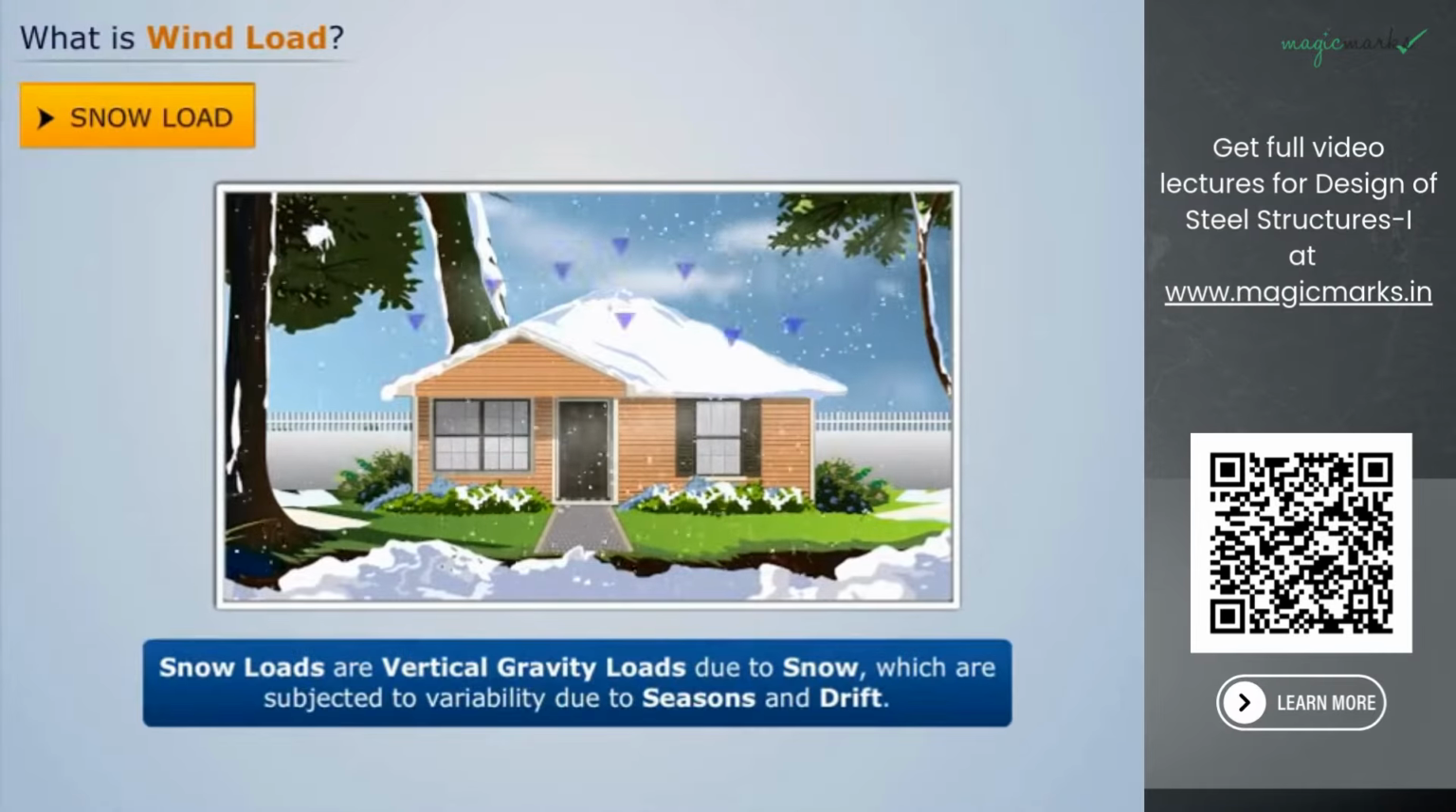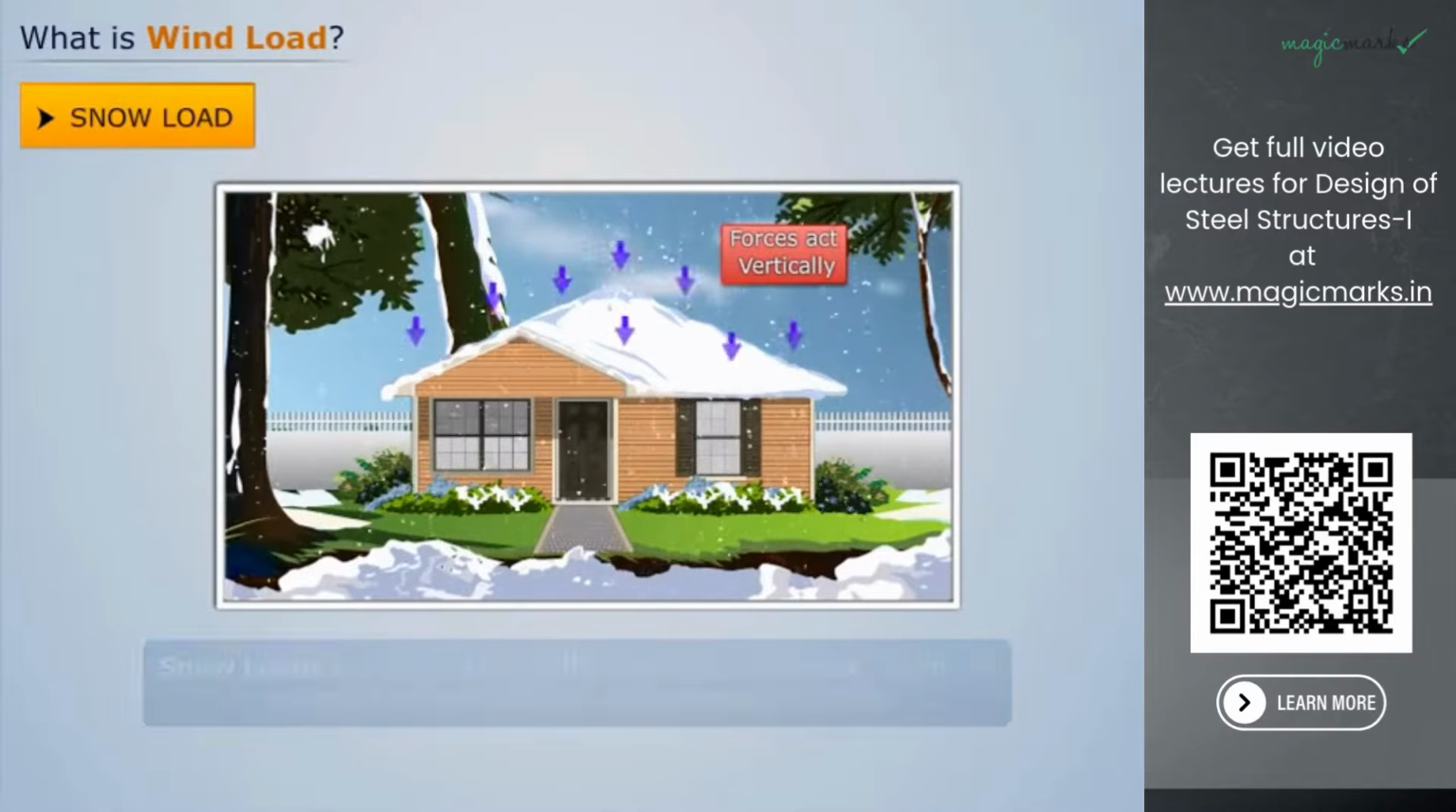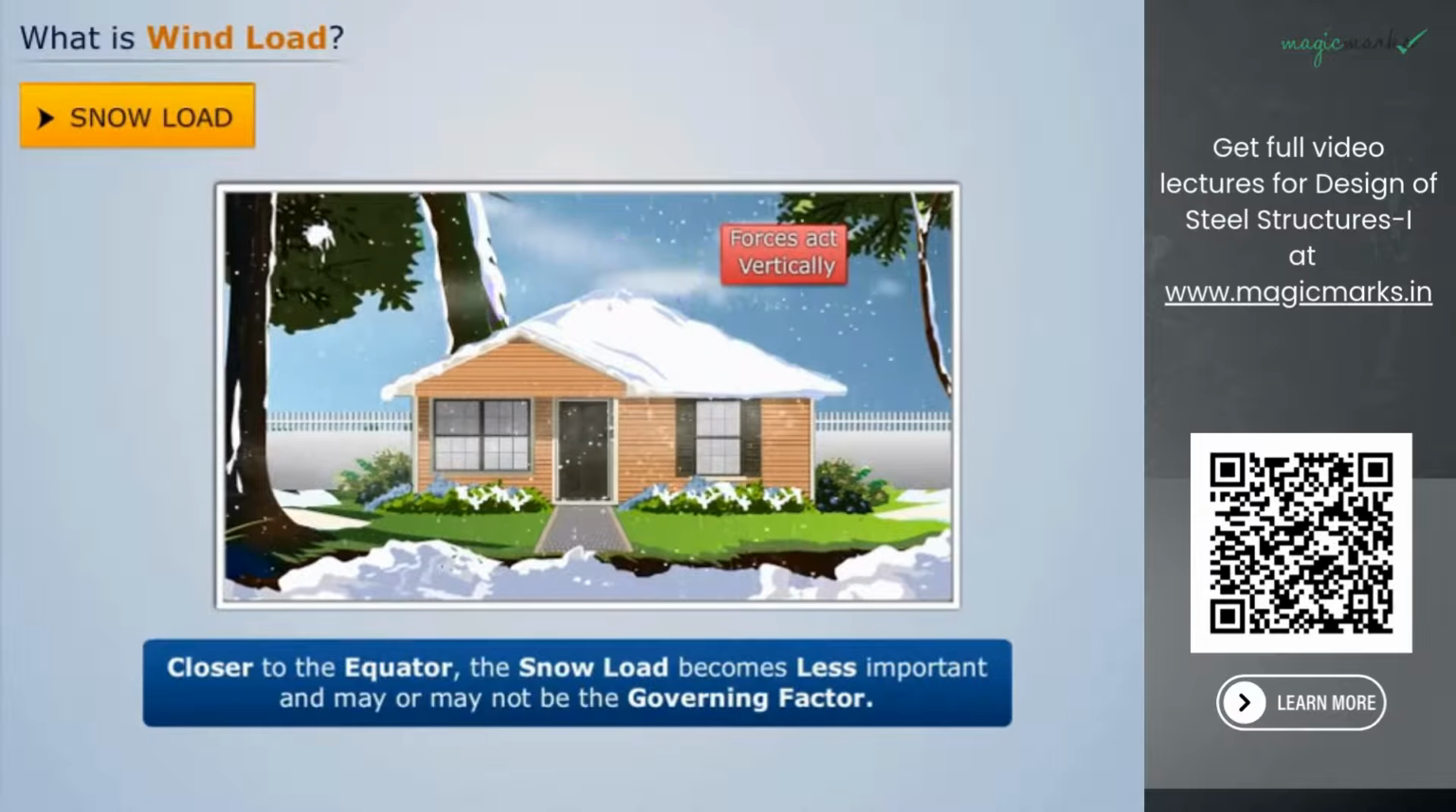Snow loads are vertical gravity loads due to snow, which are subject to variability due to seasons and drift. Closer to the equator, the snow load becomes less important and may or may not be the governing factor.